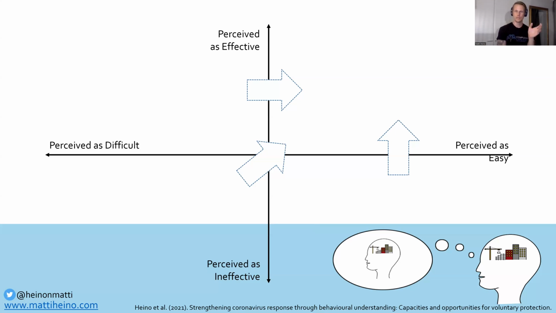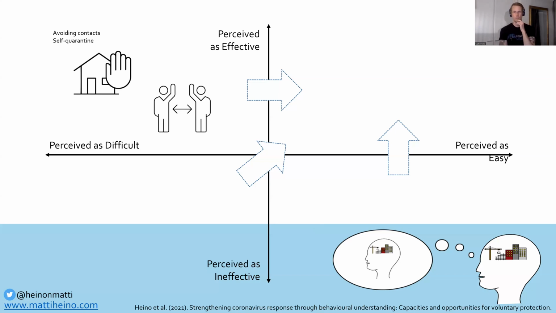perceived easiness on the horizontal scale. So how easy do people think that doing this behavior is? And on the vertical scale, you have how effective or ineffective people think that this self-enactable precaution is. And what you would want to do, I have the arrows there, is take each of those quadrants and push them to something where effective things are also perceived as effective, and they are made easy enough so that people can actually carry those things out.